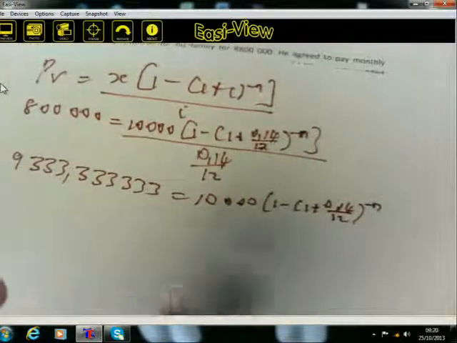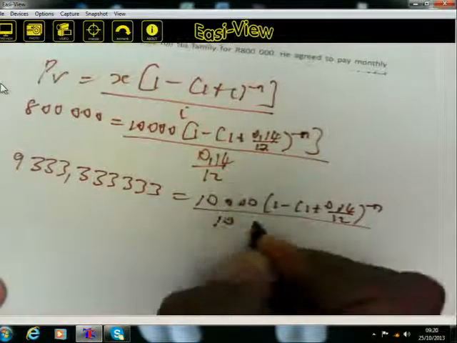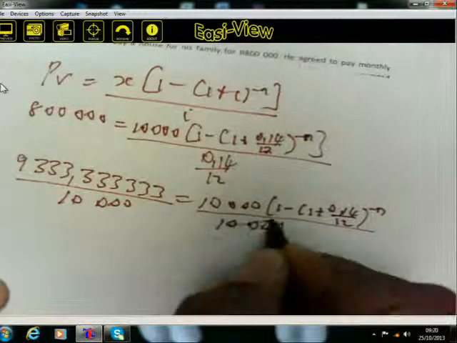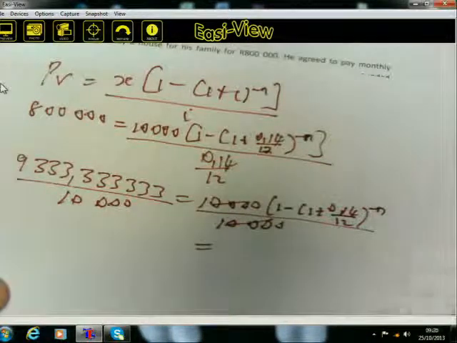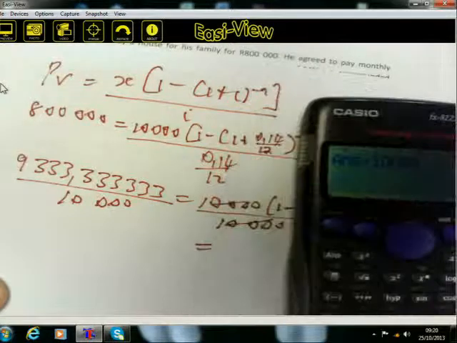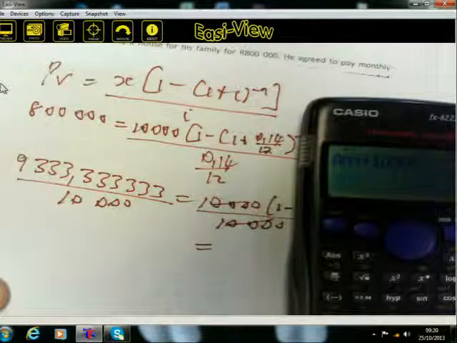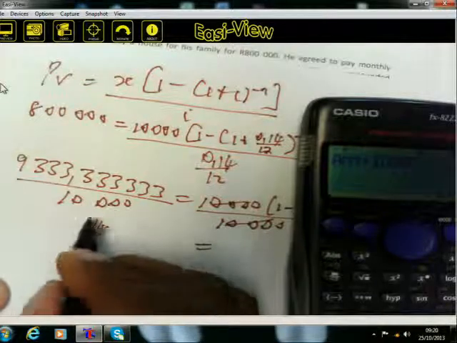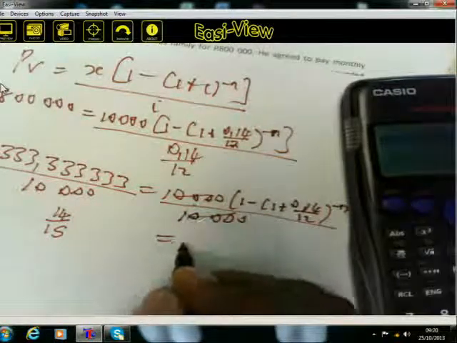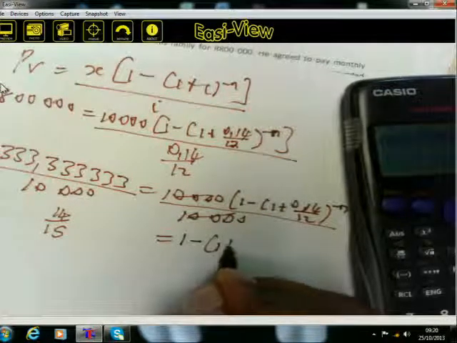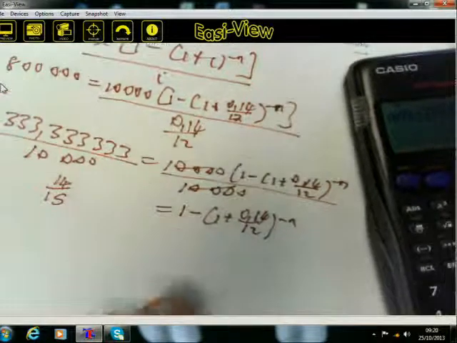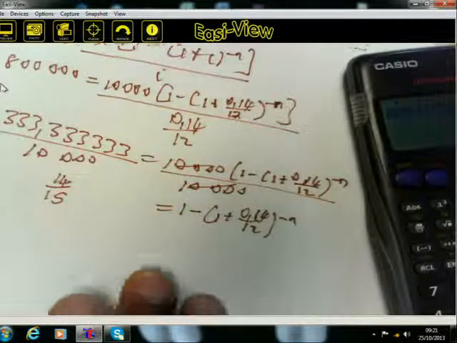What is the next step from here? Divide by 10,000. Divide by 10,000 here, and 10,000 into 10,000 goes once. If I divide by 10,000 on this side, we have 14 over 15. On the other side, I have 1 minus (1 plus 0.14 divided by 12) to the exponent of minus n. What do you do now? Transpose 1 to the other side.